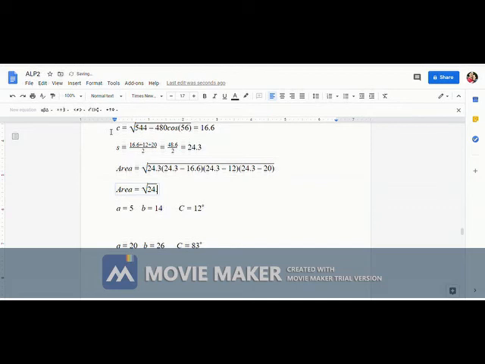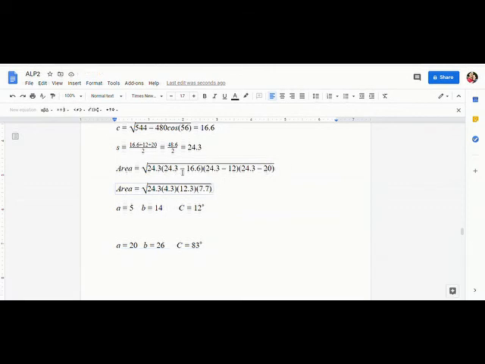24.3 times 4.3 times 12.3 times 7.7. Okay, I did those out of order. This 4.3 is from over here, and this 7.7 is from this one over here. But it still ends up being the same. Multiplication doesn't matter which order you do it in.